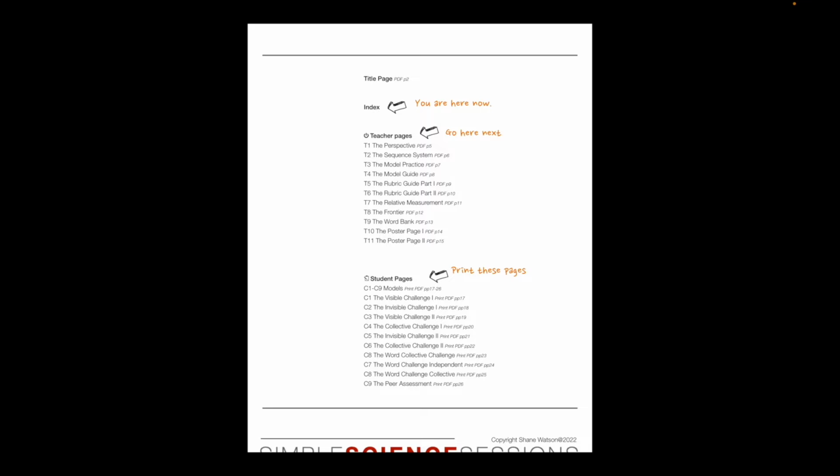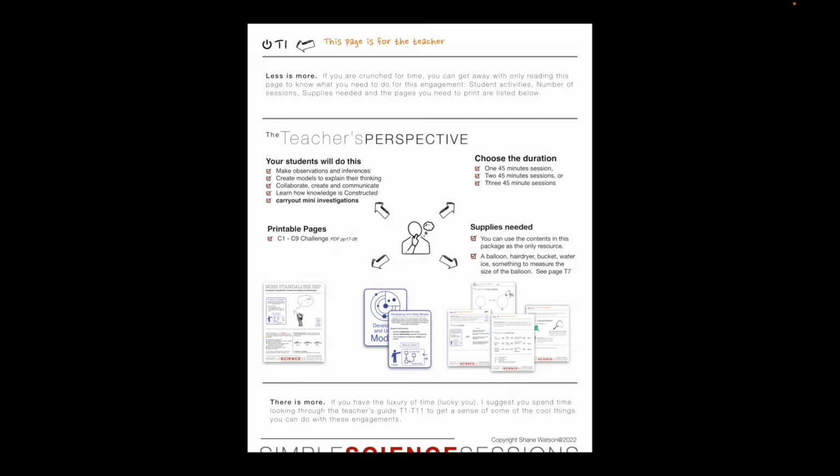There are two main sections in these volumes: the teacher section and then the student section. My thought was that these are the ones that you print, and these ones here are for your eyes only. And the idea was that all of these, T1 to T11, are there to help set you up for success. The first one, if you have no time at all, is the only page that you really need to look at.